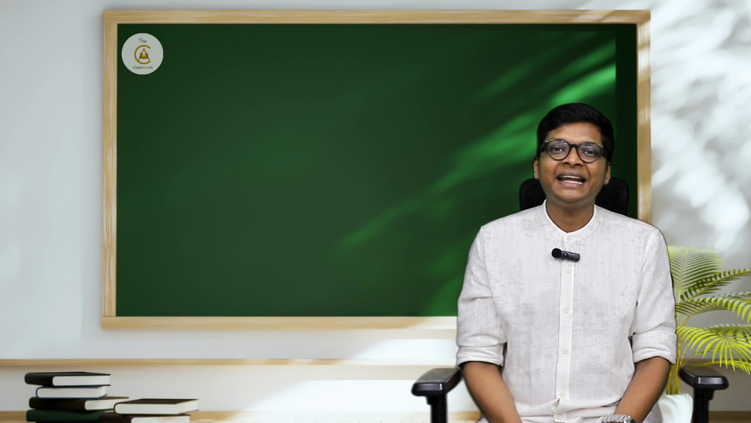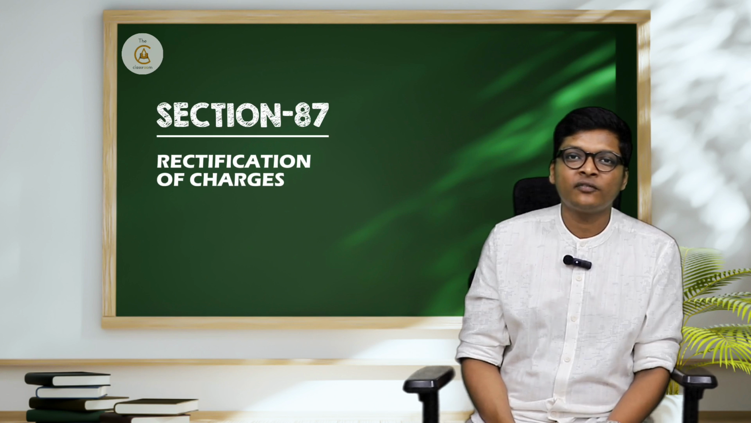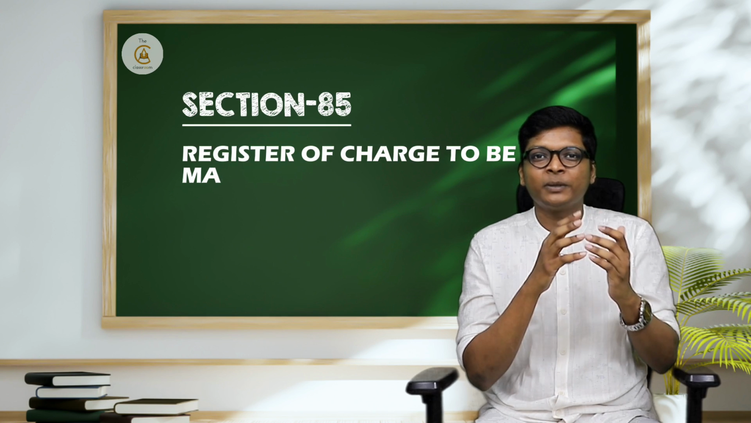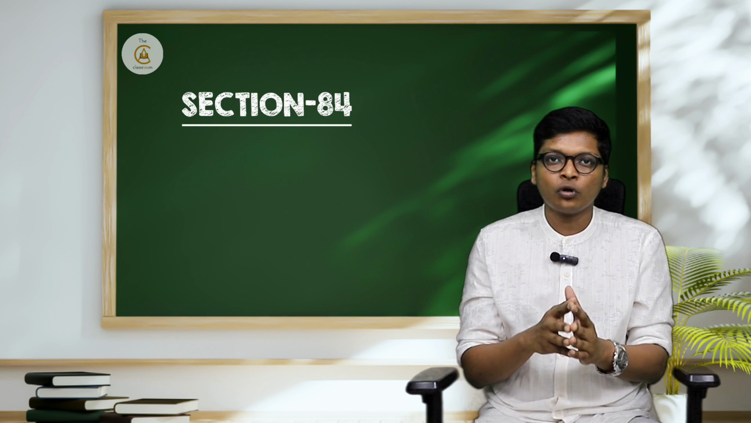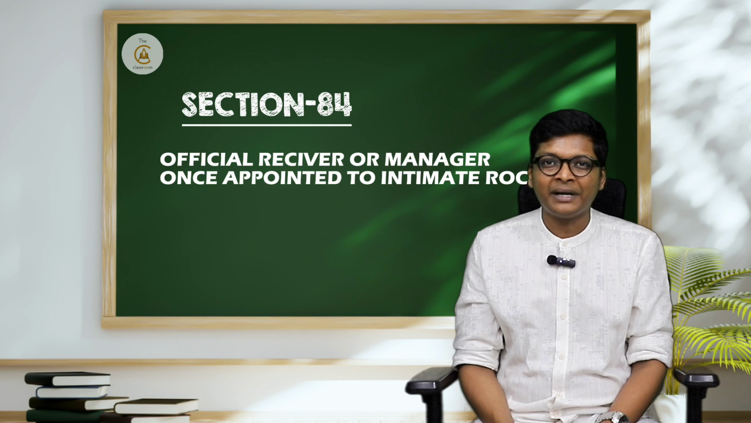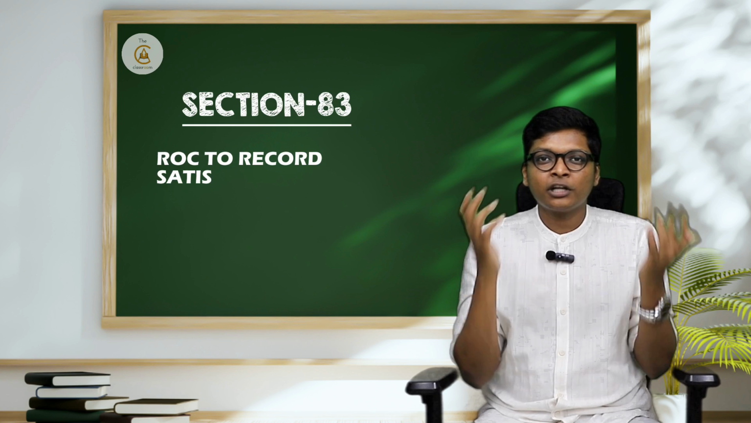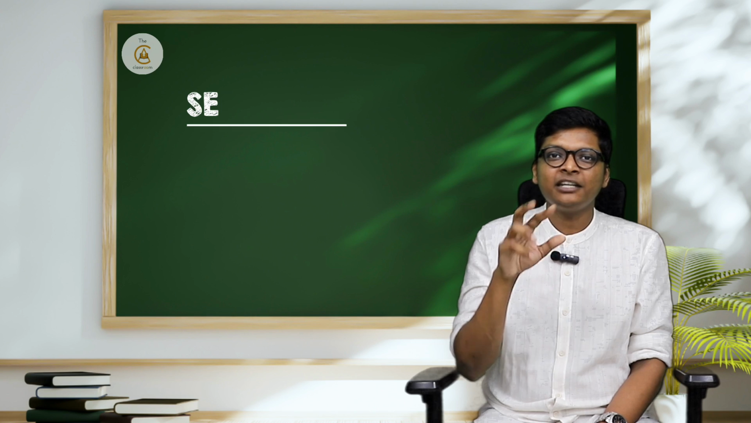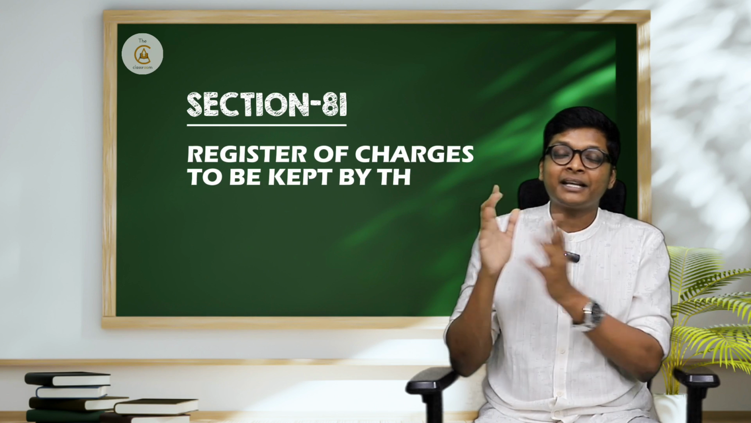88 was done. 87 is rectification of charges. 86 is penalty for charge. 85 registers to be kept by ROC. 84 is official receiver or manager. 83 is ROC to record satisfaction of charge. 82 is satisfaction of charge. 81 is register to be kept by company.